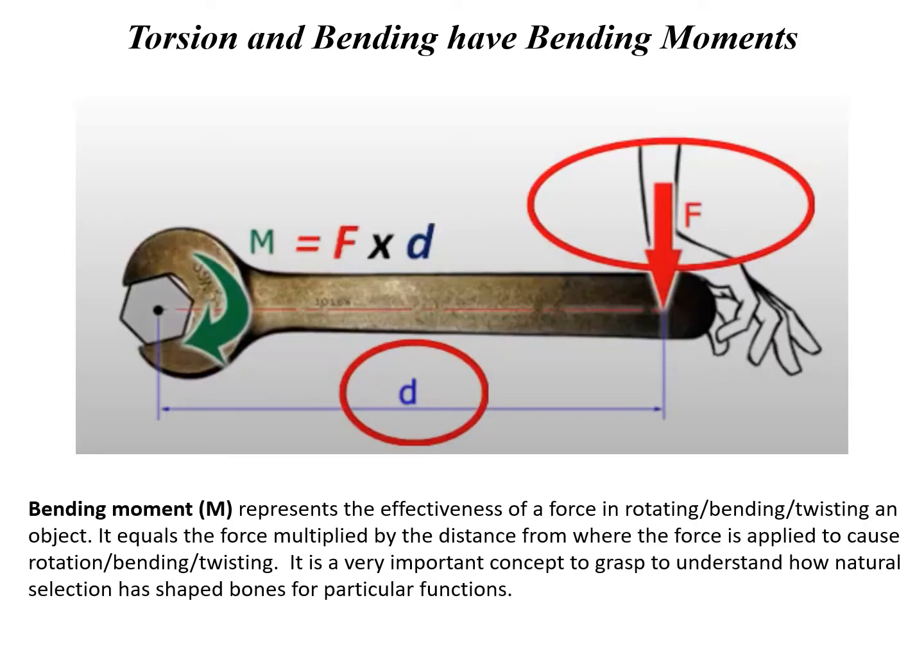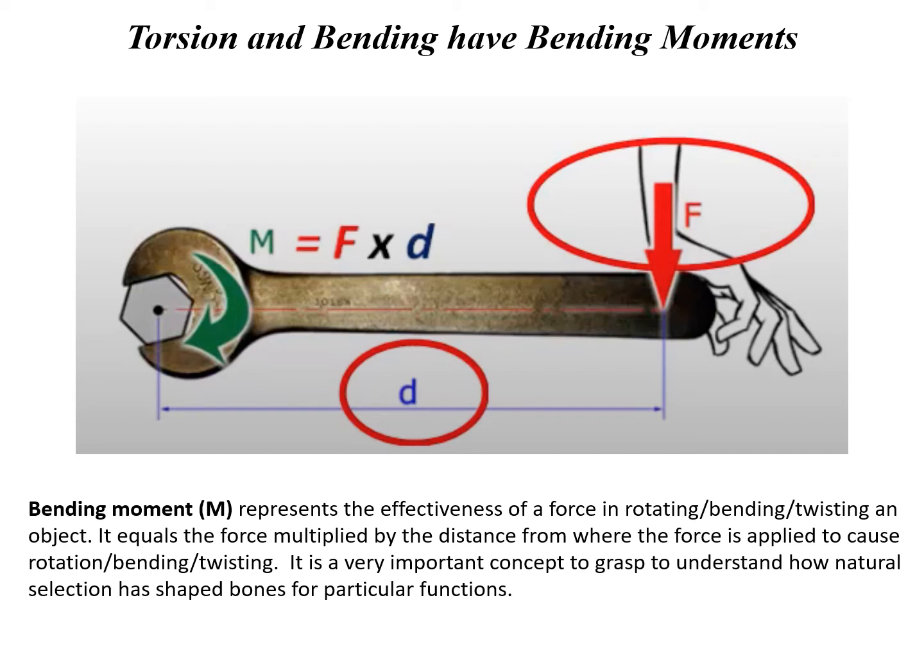An important concept when objects are loaded in torsion or bending is the bending moment. And this represents the effectiveness of a force in rotating, bending, or twisting an object. And it equals a force multiplied by the distance from where the force is applied to cause the rotation, bending, or twisting. So it's easy to understand with this illustration of the wrench turning a bolt. The longer the handle of that wrench, the easier it is for a given force to twist the bolt. So with the longer distance, you can have the same force, but the force is more effective at producing that bending moment. So the bending moment equals the force multiplied by that distance.